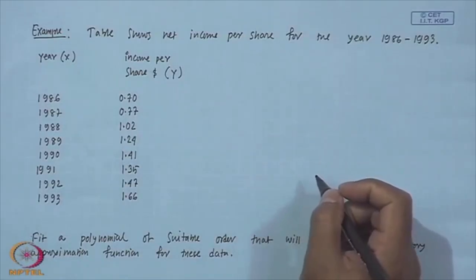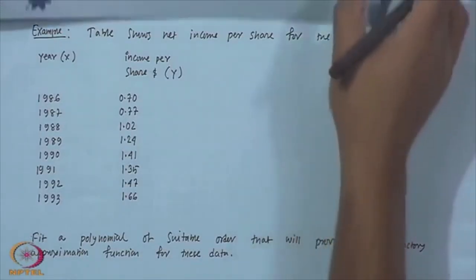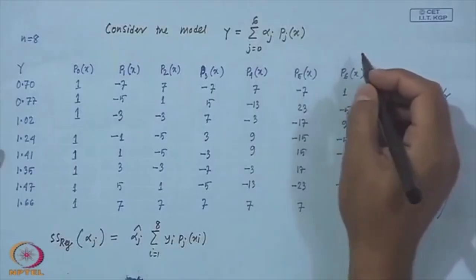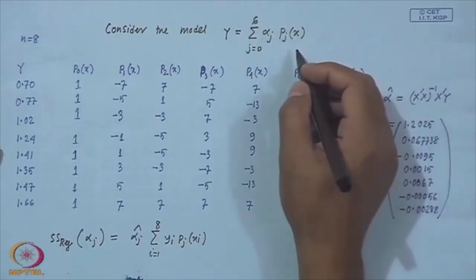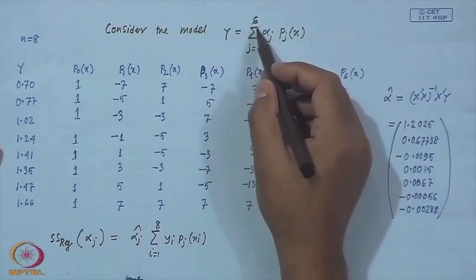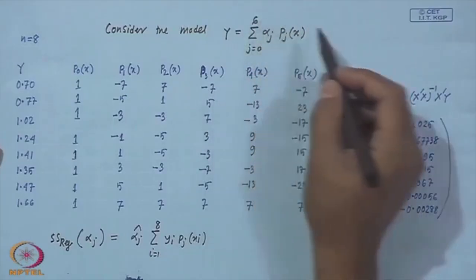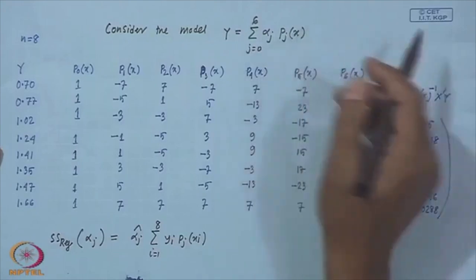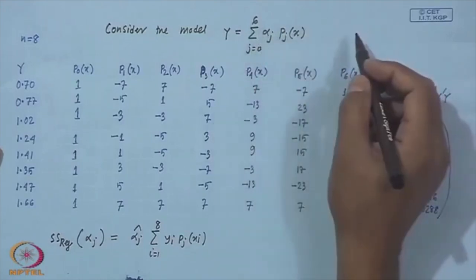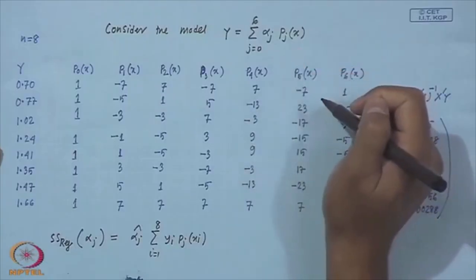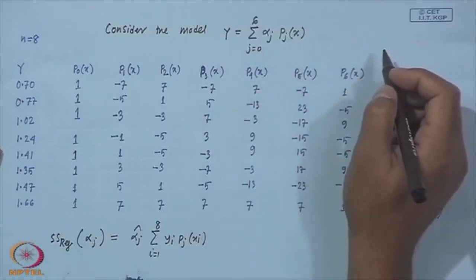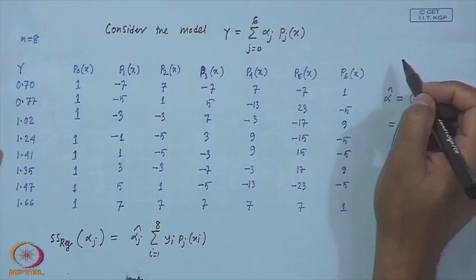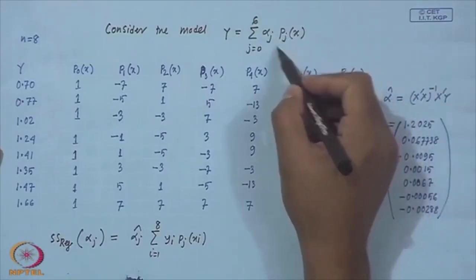So what we will do is try to fit a polynomial of degree 6 first. Why are we going for degree 6? Because I will explain that later. If you go for a polynomial of degree 7, then there will be nothing left for SS residual. I mean, all the variability will be explained by a degree 7 polynomial, because the number of observations is 8. So consider this polynomial. This is of order 6, because it involves p6 x, which is of order 6.